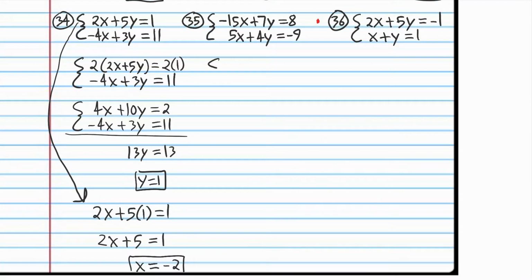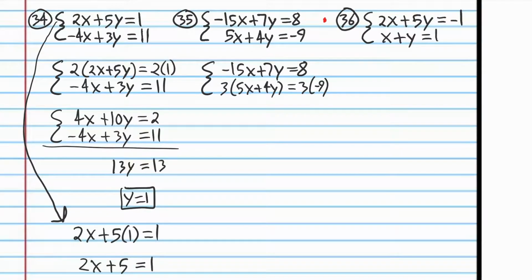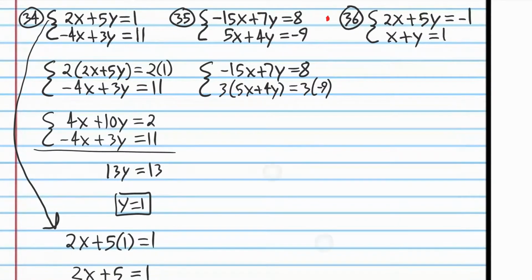All right, we're back. So I'm going to just rewrite the top equation. And I'm going to multiply both sides of the bottom equation by 3. Everything looks right. Rewrite the top equation again. Use the distributive property on the bottom equation, and you get 15x plus 12y is equal to negative 27.